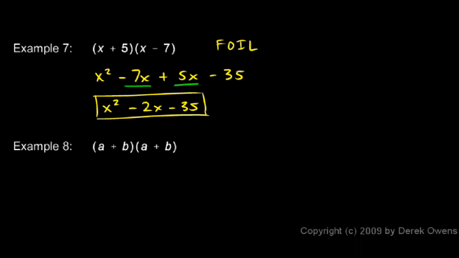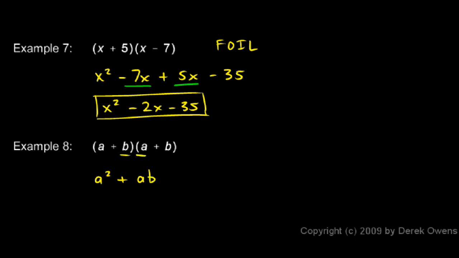In example 8, a plus b times a plus b. Well, again, I can do first, outer, inner, last. So the first terms are both a, so that gives me an a squared. The outer terms, a and b, that gives me just ab.